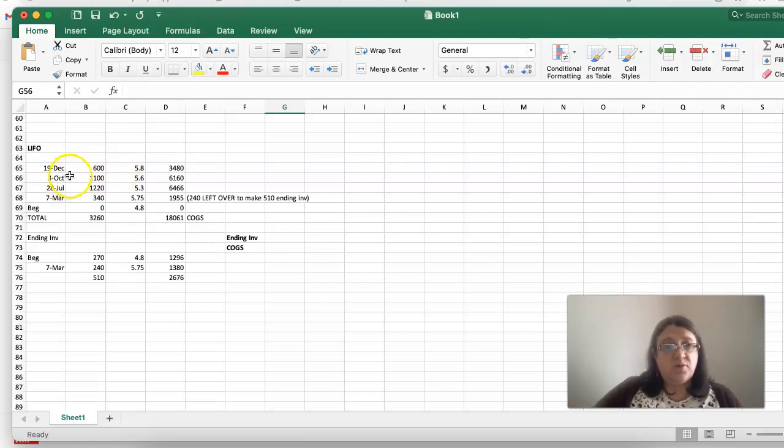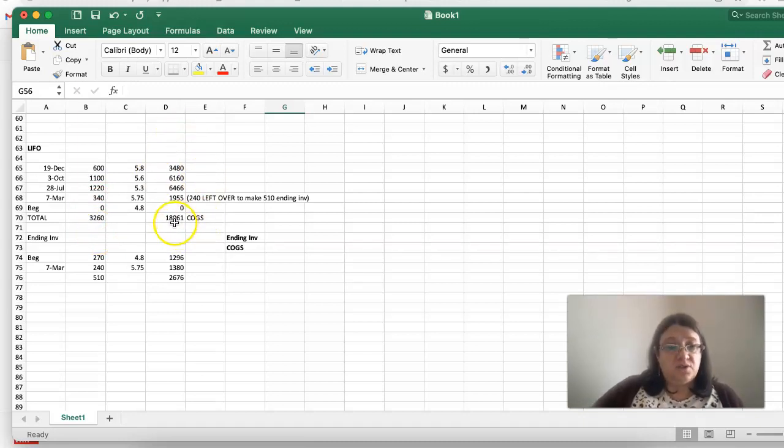Then we move to the 3rd of October with 1,100 units at $5.60. The 28th of July, 1,220 units at $5.30. And then on the 7th of March, we do 340 units at $5.75 because we have 240 left over, making it the 510 ending inventory units that we need. And then the beginning inventory, we're going to put a 0 because we've already fulfilled the 510 units left over that we need to have. So that again gave us the total of 3,260, which we need.